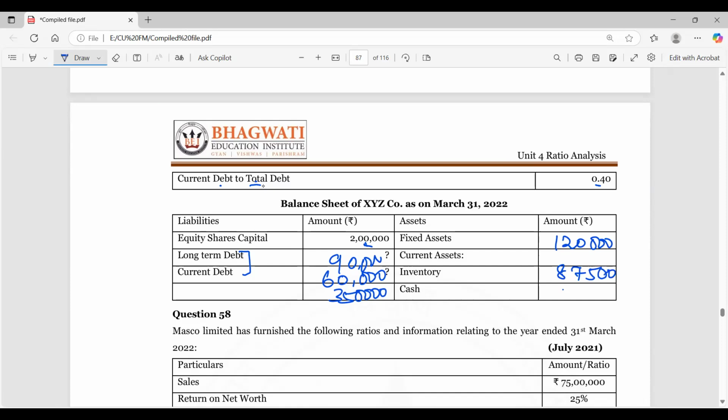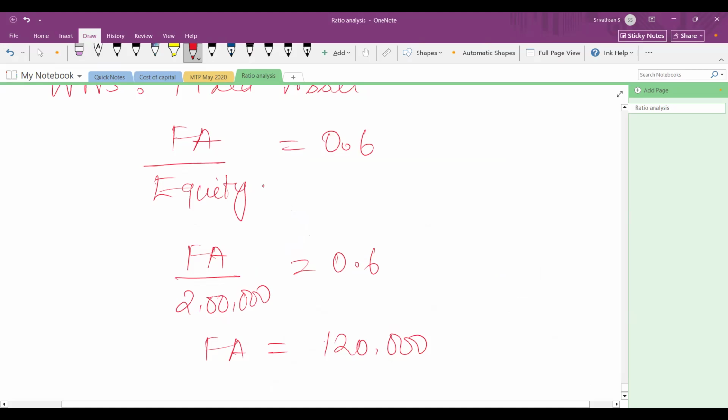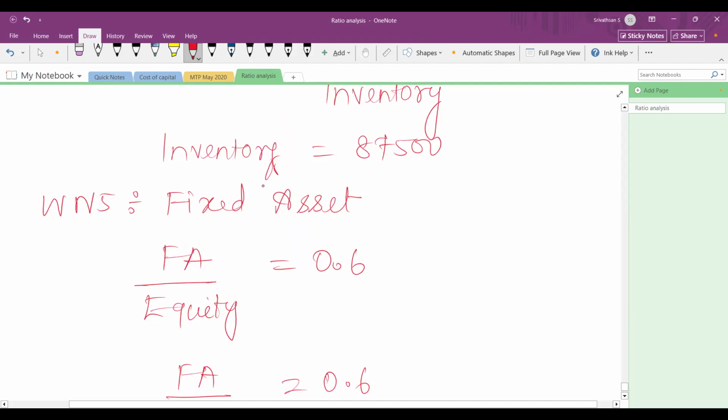What is the cash balance? 1,42,500. That's all. So now both sides of the balance sheet total 3,50,000. Cash is the balancing figure. Everyone done with this question? Listen, if you're done, you try 59 by yourself. You will not be leaving the class without completing question 59.